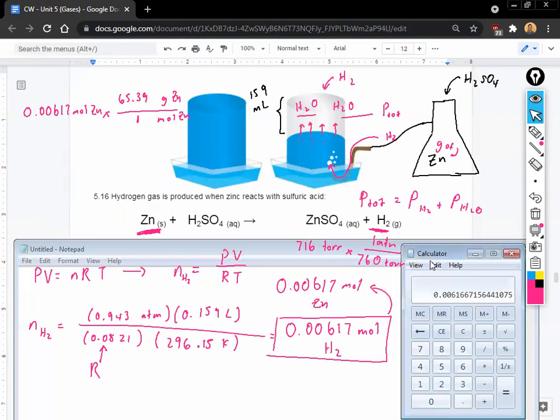And so we are almost done. All we need to do is multiply by 65.39, and that's going to give us a final answer of 0.403. Okay, so in this reaction, 0.403 grams of zinc were consumed, and that's how it made the H2. Okay, so if you guys got that, great work.